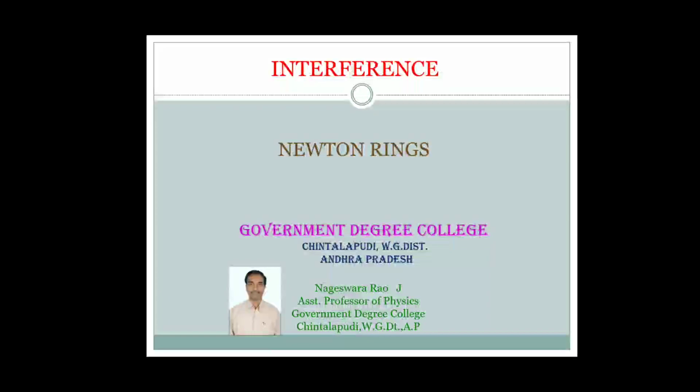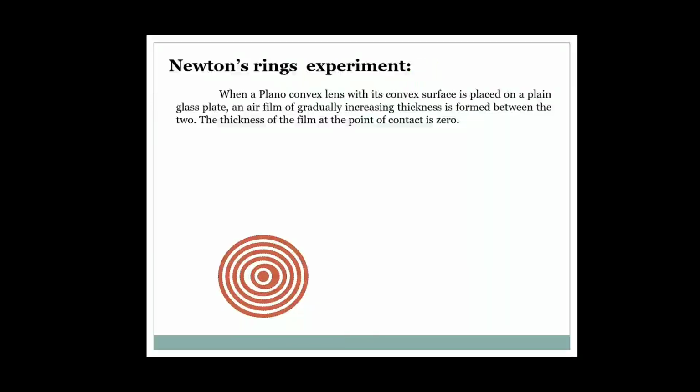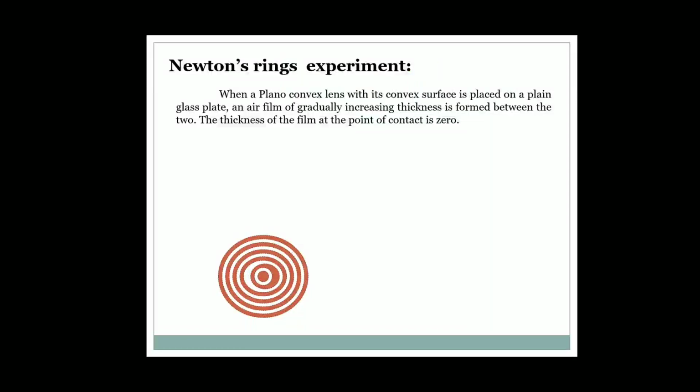In this presentation, I will explain about Newton rings as a part of the interference chapter. These Newton rings were discovered by Isaac Newton to explain the interference pattern. When a plano-convex lens having a large radius of curvature is placed on a plane glass plate, interference occurs and the dark and bright fringes are in circular shape. This was discovered by Newton, so after his name it is called the Newton rings experiment.